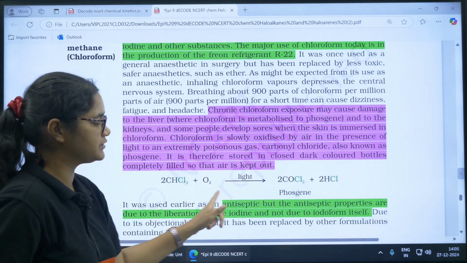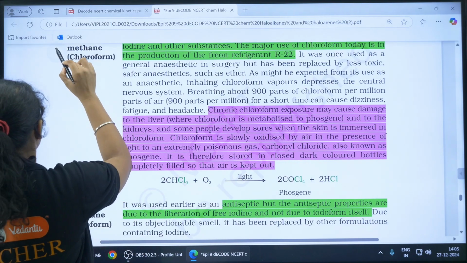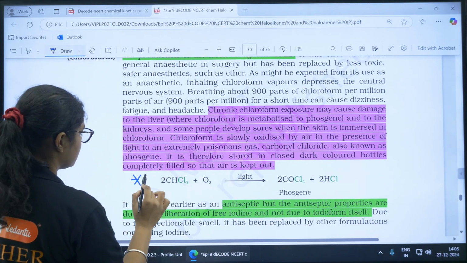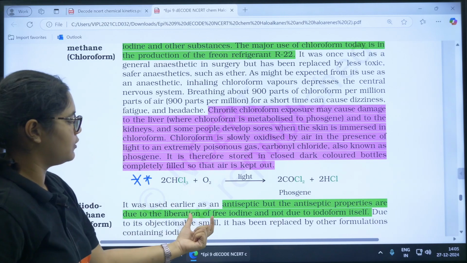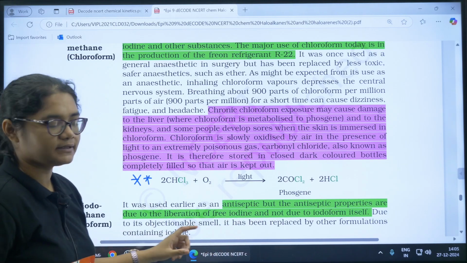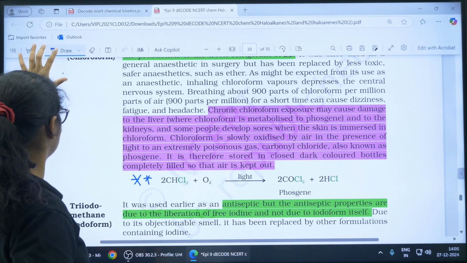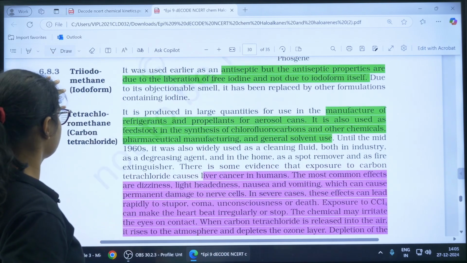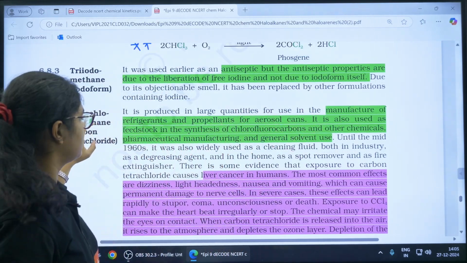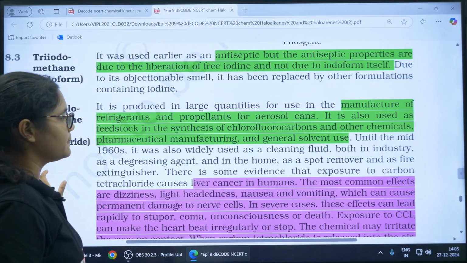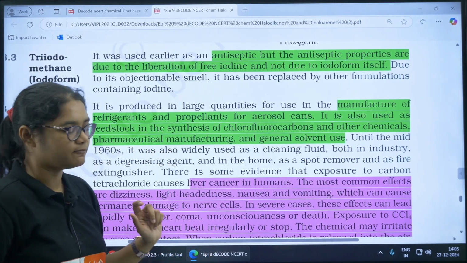Especially this particular reaction is important. And remember the name of this compound, this is very, very important. Prepare this one properly. Okay. Next, triiodomethane. What is about iodoform is given. So this is the use of that. There are no harmful effects given. Tetrachloromethane. These are the uses. Okay. So I'll zoom it a little bit. Yeah. These are the uses and these are the harmful effects.